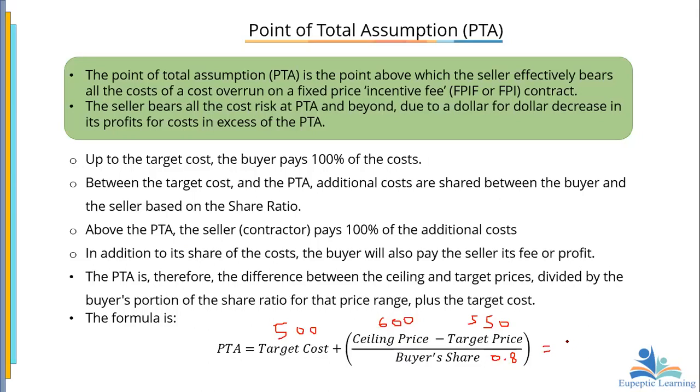Good. So our point of total assumption is this 562. Does it tally now with what you have? Good.